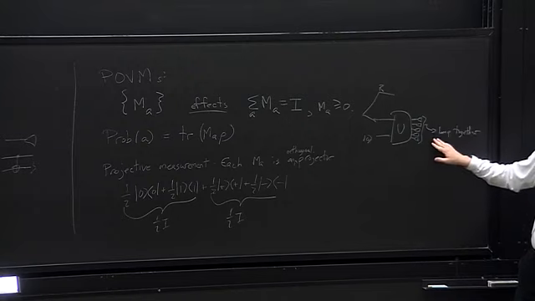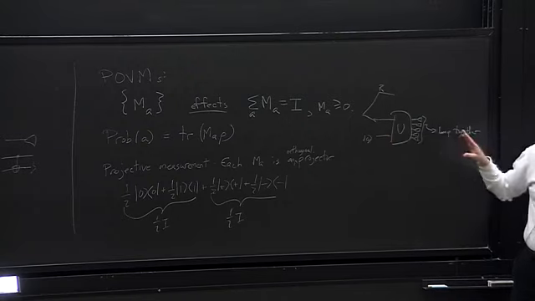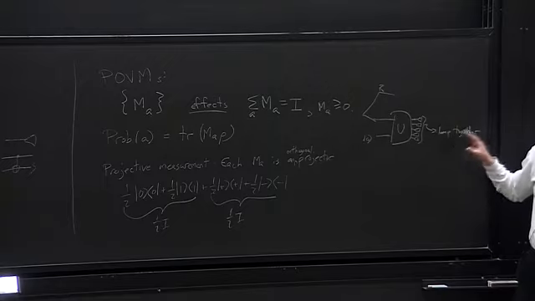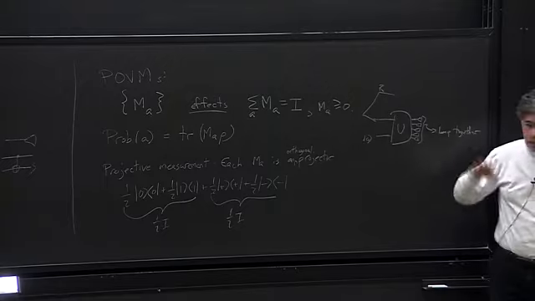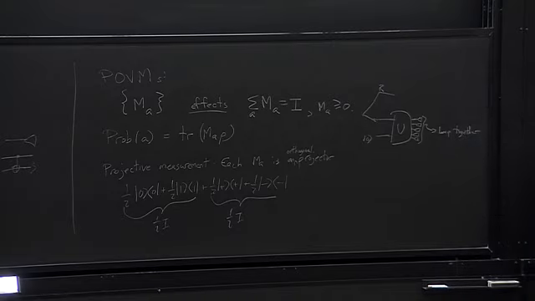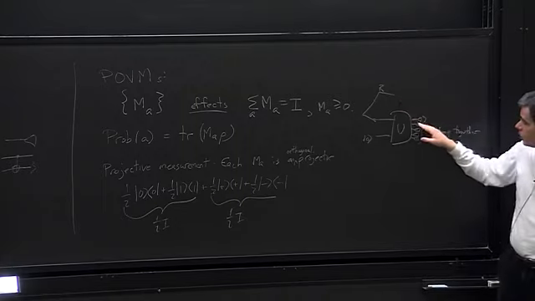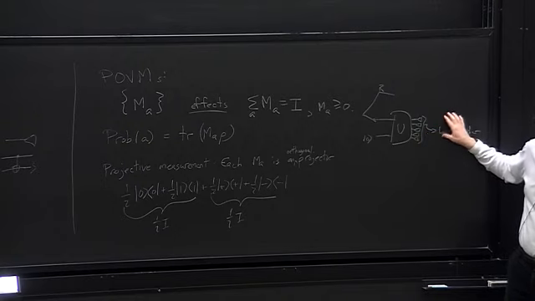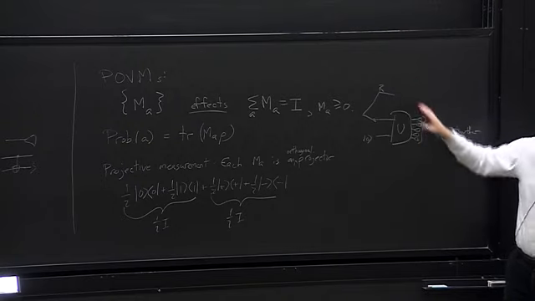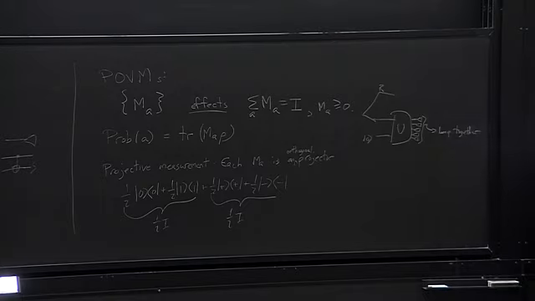POVMs don't really have an update rule usually associated with them. But usually they're done in the case where you're done with whatever operations you want to do, and now you just want classical outputs. But if you were to do it this way, of course, you could say, well, conditioned on this outcome, what's left over up here?